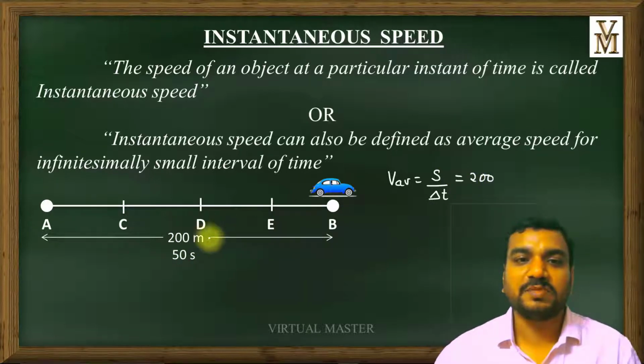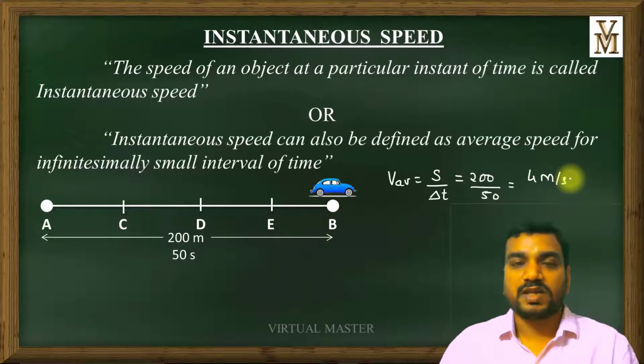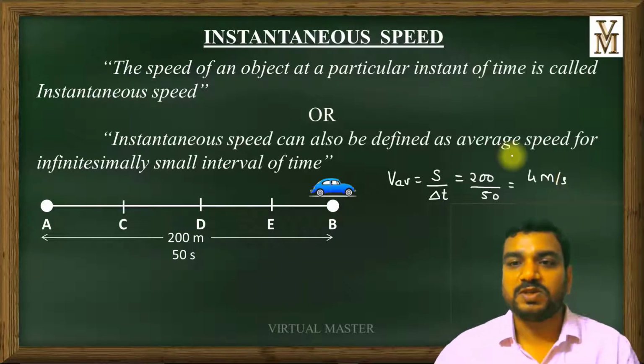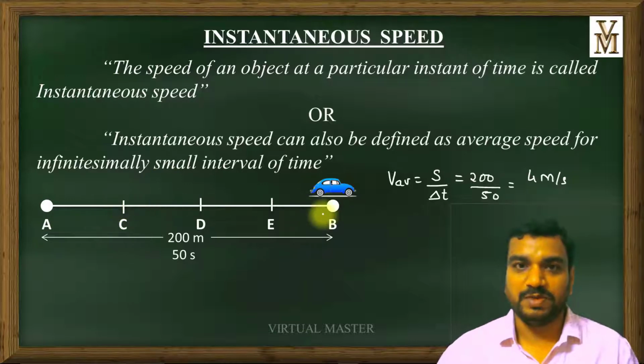Okay, and what is the time taken by the car to travel from point A to point B? It is 50 seconds. Okay, 200 divided by 50. So it is nothing but 4 meter per second. So the car is traveling with an average speed of 4 meter per second from point A to point B.